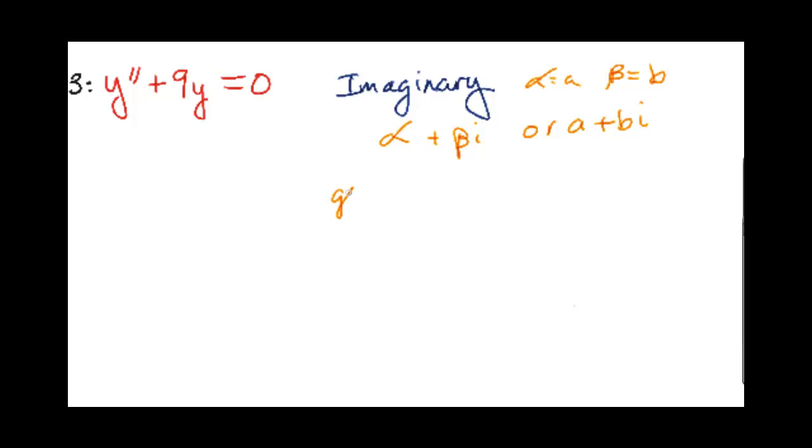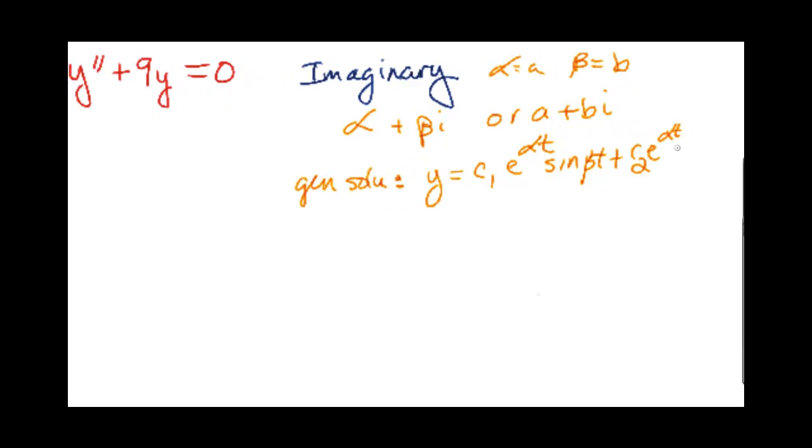So the general solution to an imaginary root is going to be y equals c1 e to the alpha t sine beta t plus c2 e to the alpha t, a little further than anticipated, cosine beta t. So find the roots of your differential equation and go from there. So let's try it.